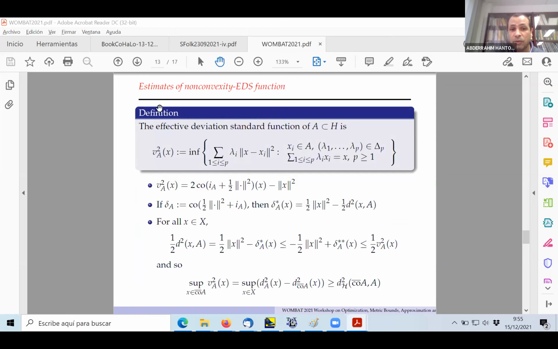So now, to go to this function to estimate nonconvexity. Remember that this is our function, this deviation function.